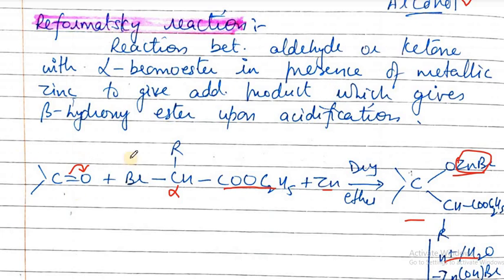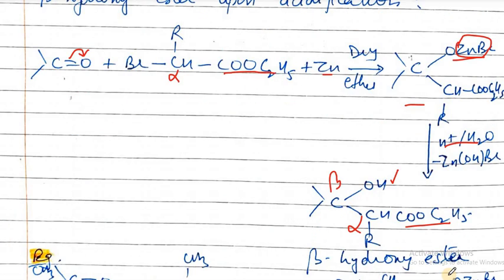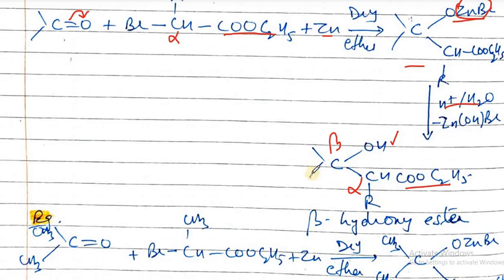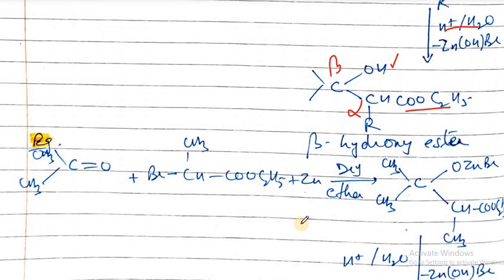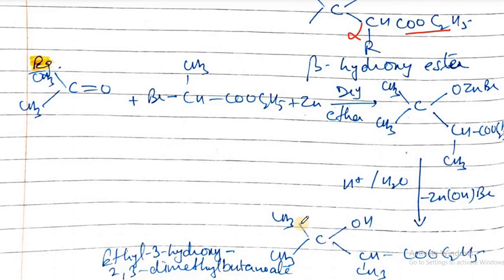So the aldehyde or ketone with alpha bromoester in the presence of zinc and dry ether gives this addition product, and then upon hydrolysis gives the beta hydroxy ester. This is the final product. So taking a particular example, this is acetone. Acetone reacts with this alpha bromoester in zinc and dry ether, then we get this.